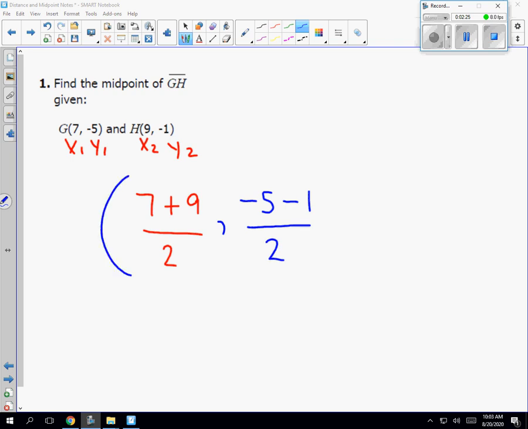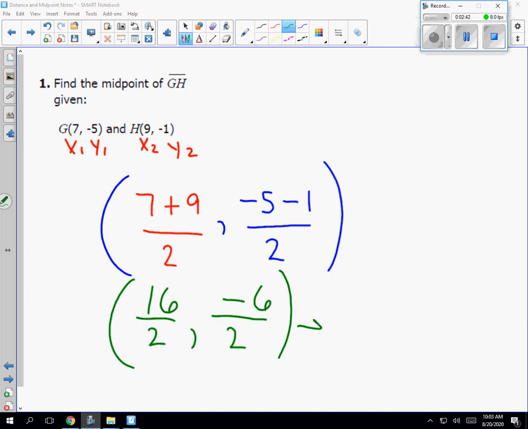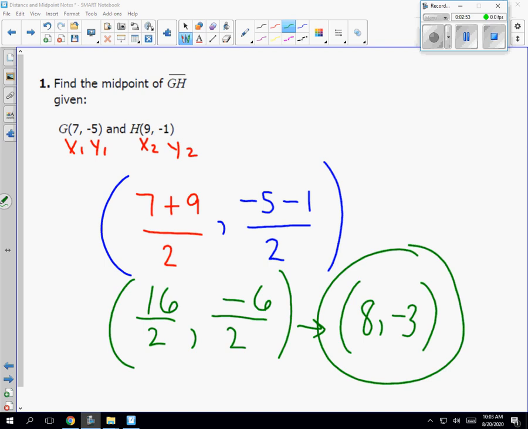Since these are in parentheses because it's a coordinate, now all we do is the PEMDAS rule. So simple math: we have 7 plus 9, which is 16, divided by 2, and -5 minus 1, which is -6, divided by 2. And then we need to simplify. 16 divided by 2 is 8, and -6 divided by 2 is -3. So my midpoint is (8, -3).